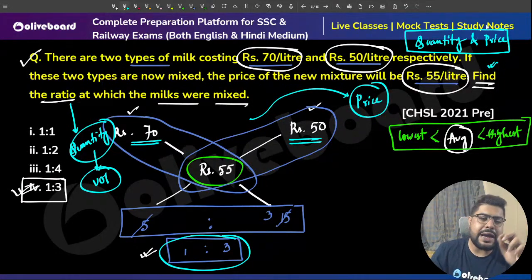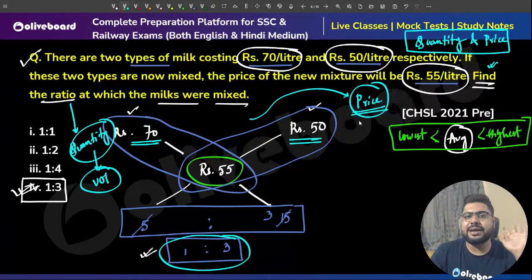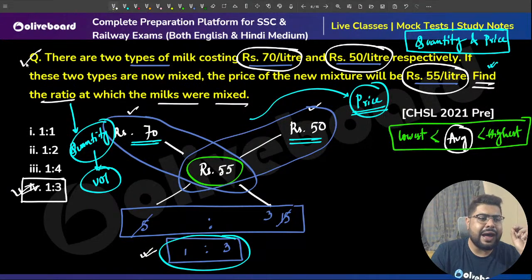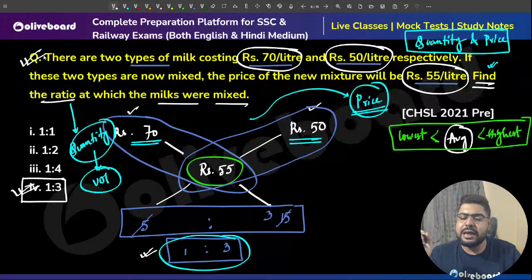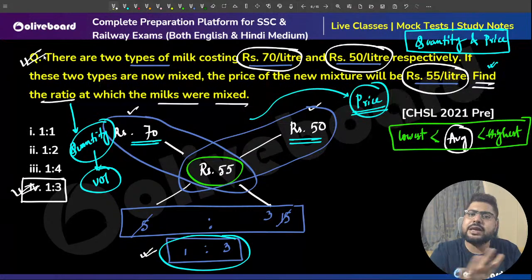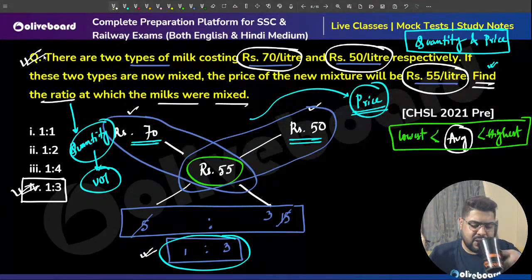So that is why I could have used allegation in this particular question. I used allegation on price to figure out the ratio of the quantities. That's the beauty of allegation. Only the allegation theorem allows you to do this; no other theorem can you use to figure this out. Please understand, only the allegation theorem gives you the opportunity to use allegation on price to get the ratio on quantity. Clear?